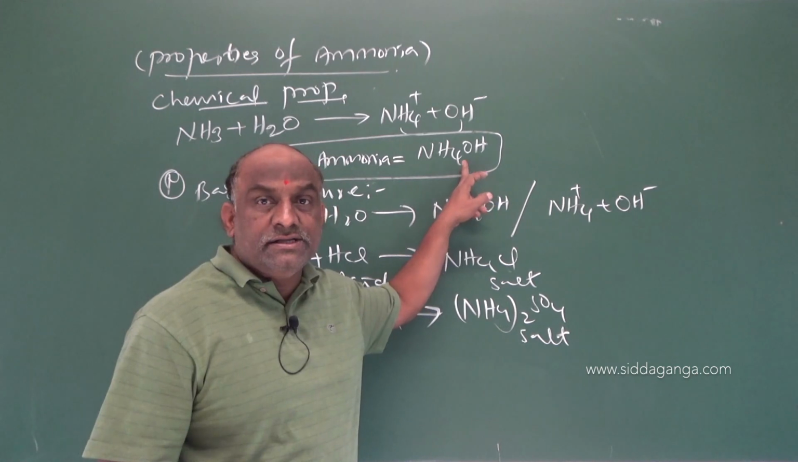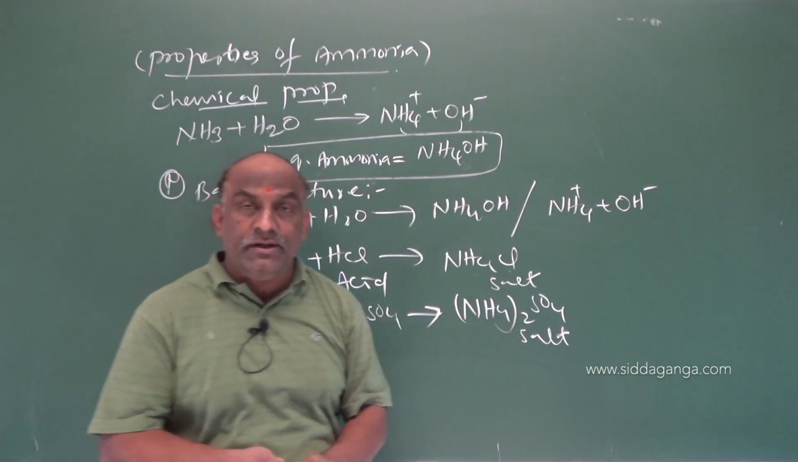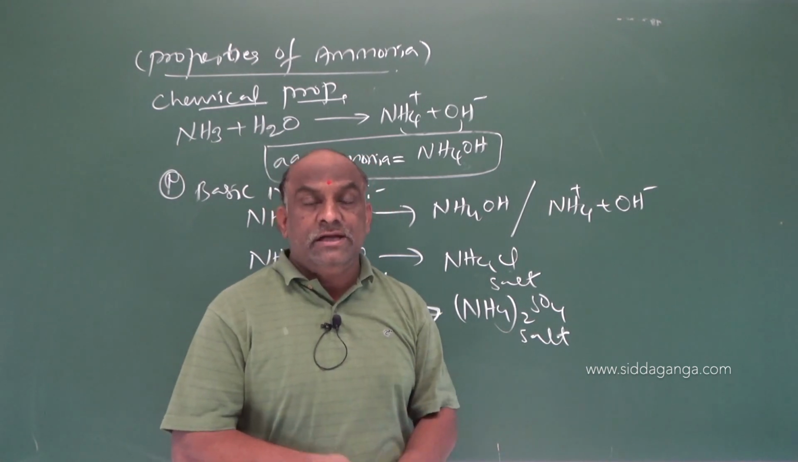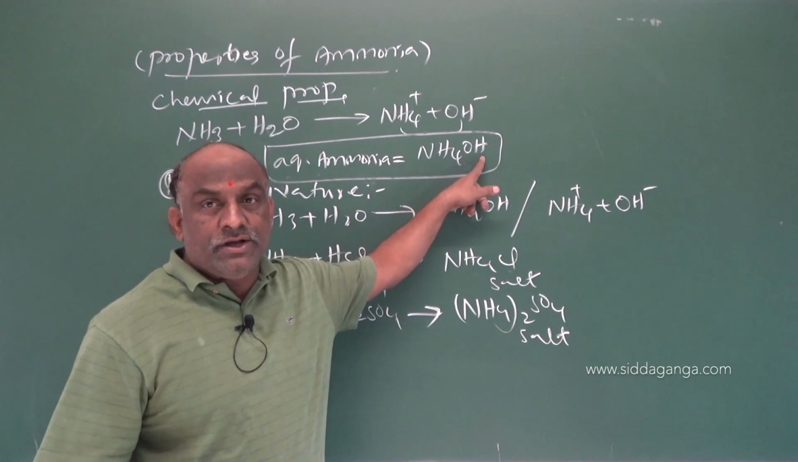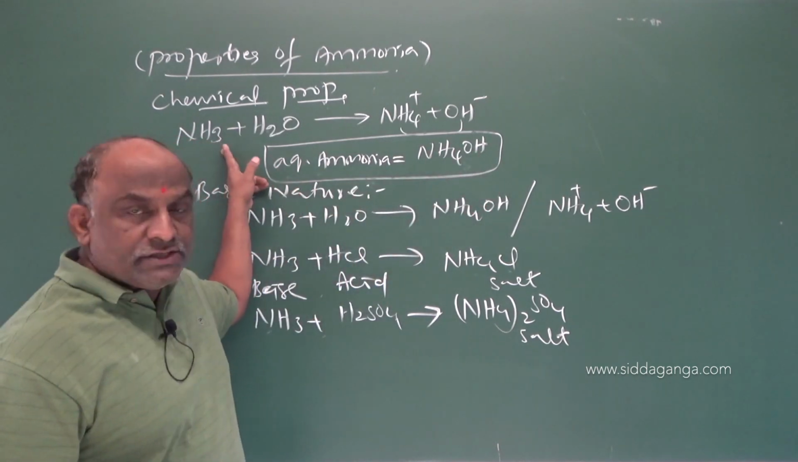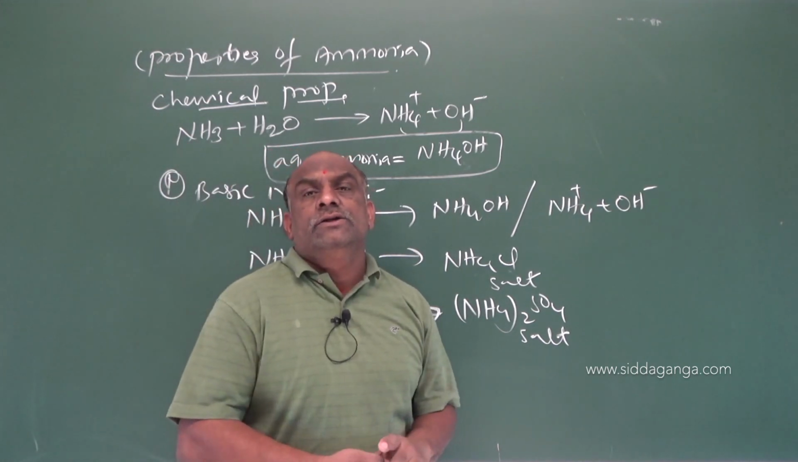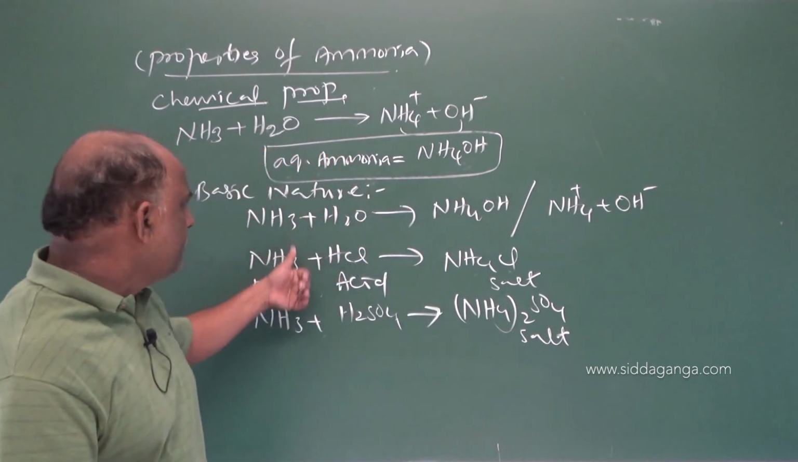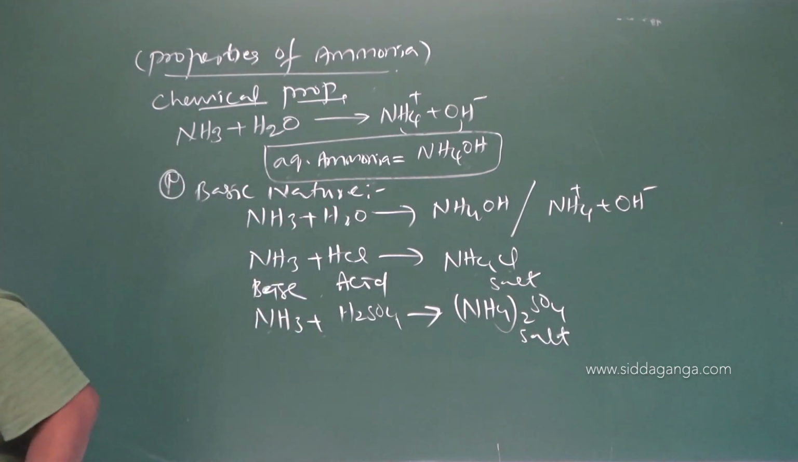NH4OH is called aqueous ammonia. From the examination point of view, this is very important. Make a note. In the examination, if they give aqueous ammonia, you should write the formula NH4OH, not NH3. NH4OH, or instead of that, NH3 plus H2O you should write. Clear? So these are the general information regarding the basic nature of ammonia, and some important reactions are there regarding this.